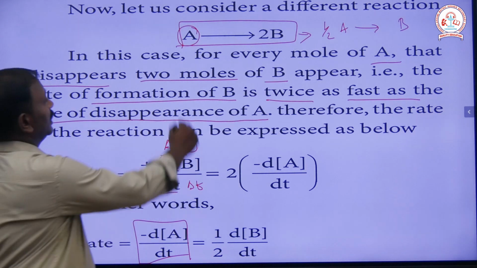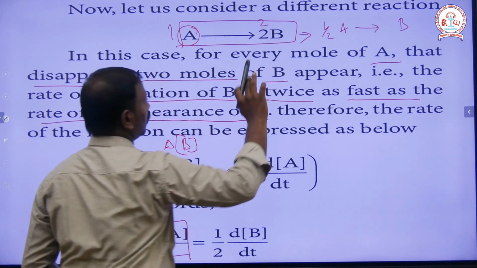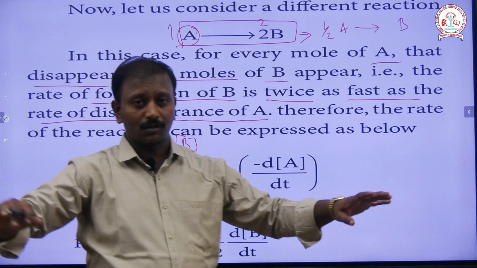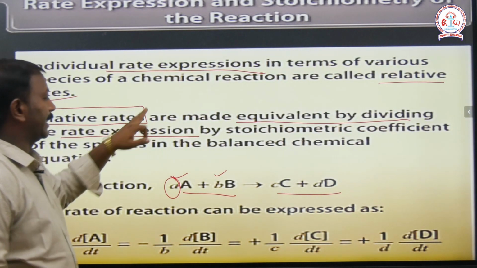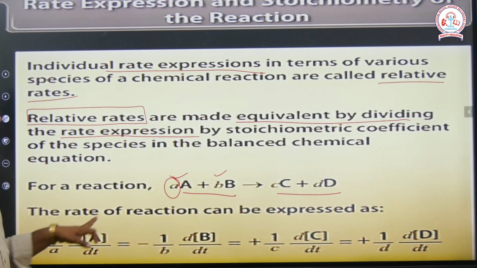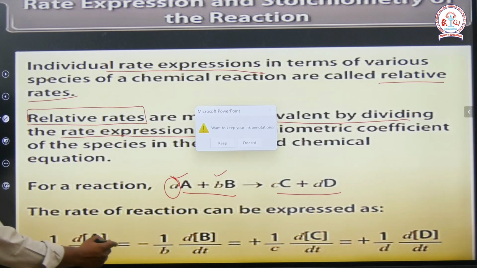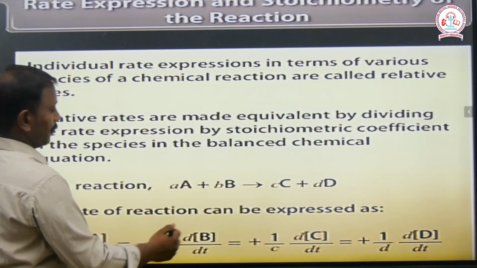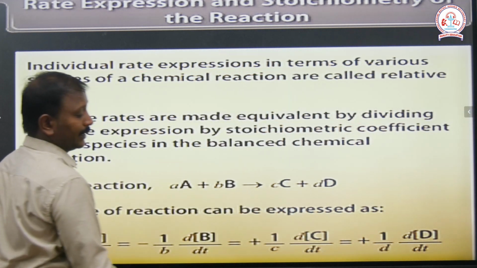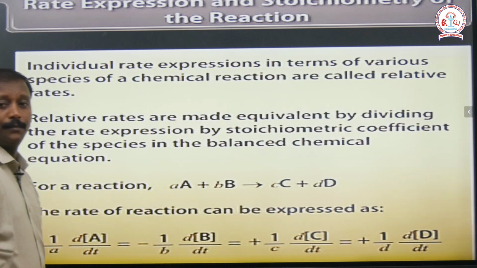Stoichiometry means this is 1 mole and this is 2 moles. We are taking equivalent values. That is what is meant by relative rates. Relative rates: minus 1 by a dA by dt and minus 1 by b dB by dt is equal to plus 1 by c dC by dt and plus 1 by d dD by dt.